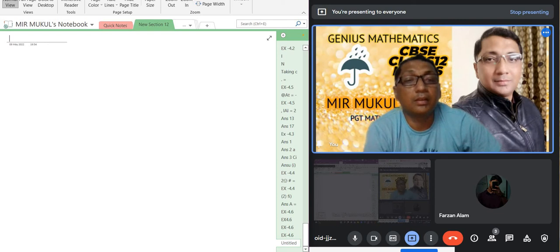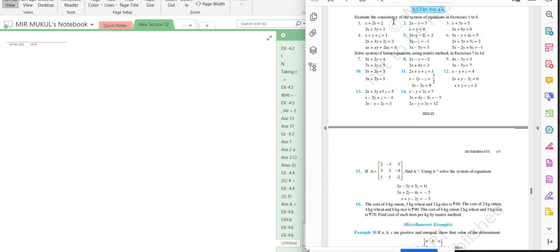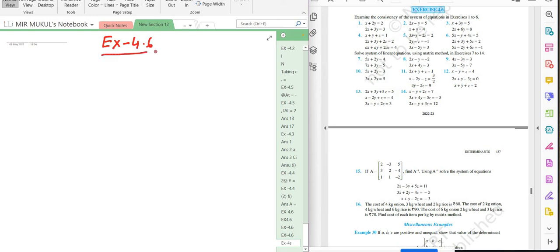Now we are going to start exercise 4.6. So we'll start from question number 1. Answer 1. Here x plus 2y equals 2 and 2x plus 3y equals 3.